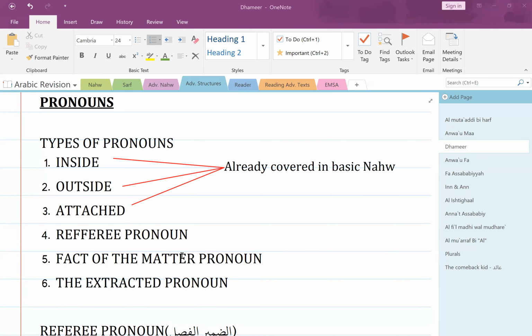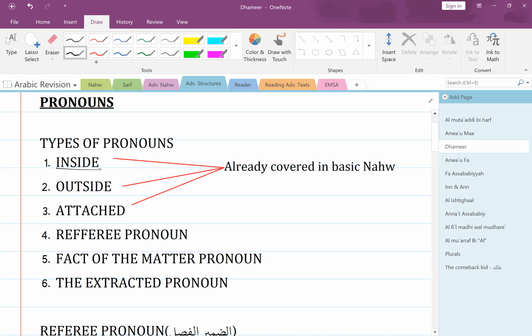Now, the inside pronoun, we already covered this in Nahu a while back. For example, if I say ذهبت, I went, and I asked you, where's the pronoun there? Because I said I went, and it's just ذهبت. You will tell me that the pronoun is inside, and because it ends with to, then it means I. So you already know that. So that's the inside pronoun, basically. ذهبت, ذهبنا. That's the inside pronoun.